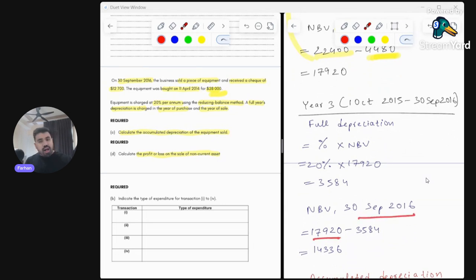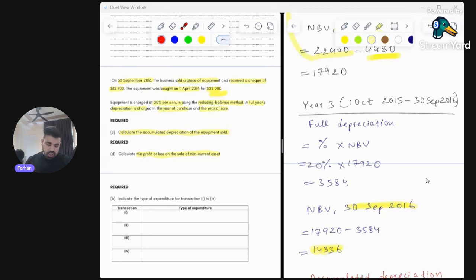You take the net book value that we had at end of year two, which is 17,920. That amount already factored in all the depreciation from previous years, minus an additional 3,584 for the depreciation expense which we have derived for year three. That gives us a net book value of 14,336 at 30 September 2016. Okay.